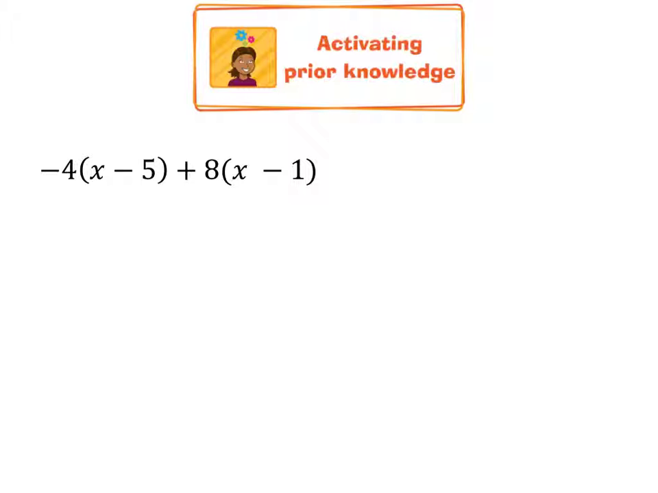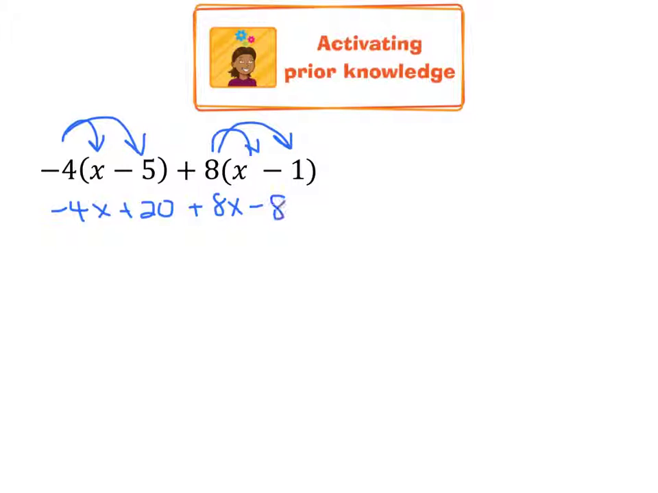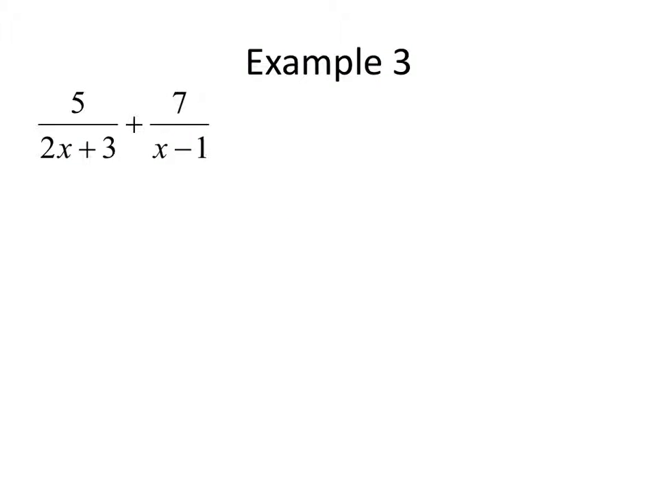Alright, let's look at this next one. So again, going back and grabbing our prior knowledge. So what we do first, distribute. So we're going to have negative 4x plus 20 plus 8x minus 8. Combine like terms, 4x plus 12. Alright, so let's apply that prior knowledge to this problem.